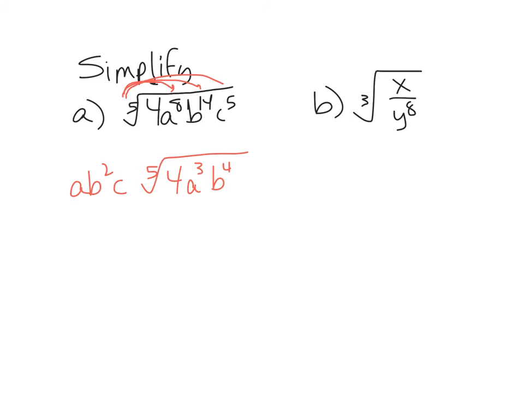So let's go to part B right here. On part B, I'm going to break it up into two pieces. Cube root of x over cube root of y to the 8th. Now, you know what's illegal here. I cannot leave a radical in my denominator.